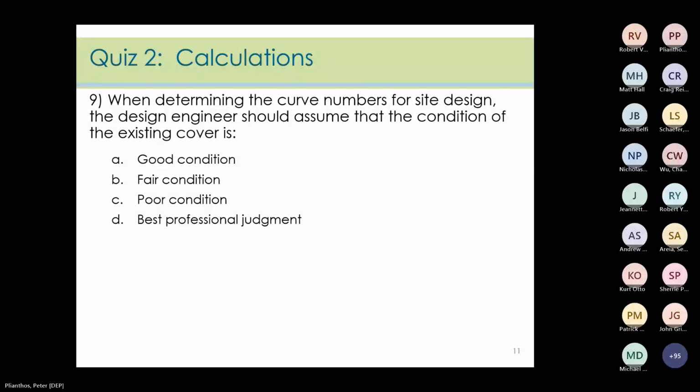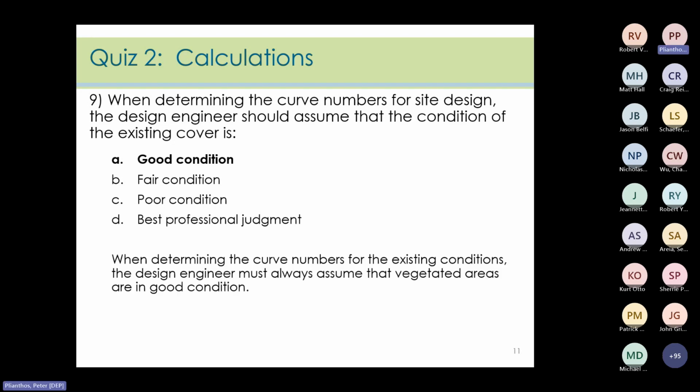Question 9. When determining the curve numbers for site design, the design engineer should assume that the condition of the existing cover is good condition. This is fairly straightforward. Pre-construction condition curve numbers should assume that vegetated areas are in good condition.